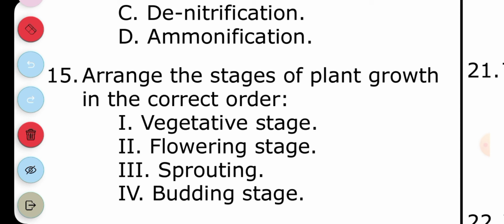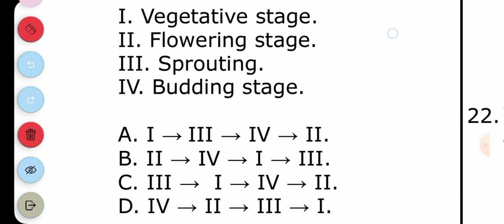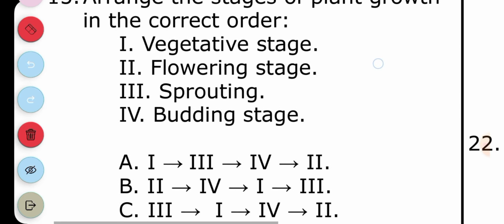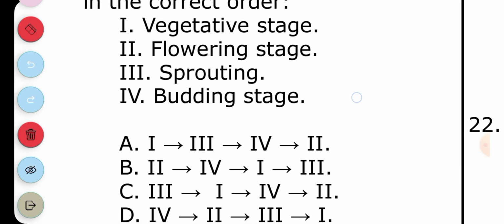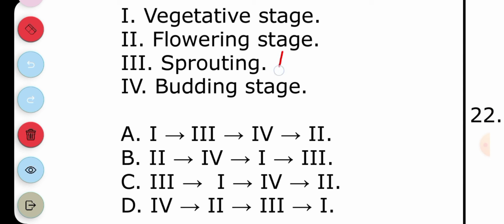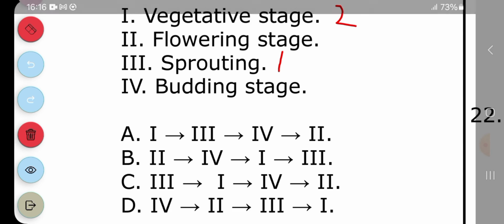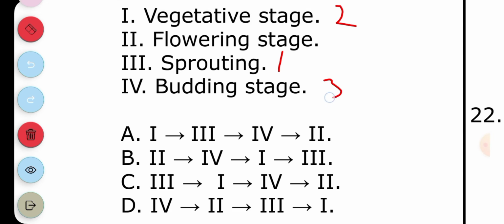Question 15. Arrange the stages of plant growth in the correct order. So we have vegetative growth, flowering stage, sprouting, and then budding. Looking at them, which one comes first? So the sprouting is supposed to come first, followed by the vegetative stage, then the budding stage, before the flowering stage. So III comes first, before I, then before IV, then before II. So the answer is C.